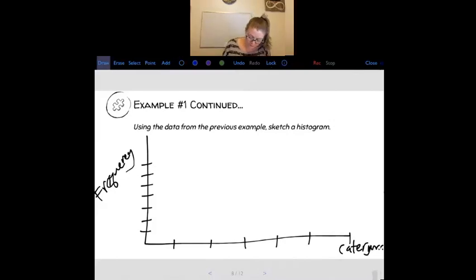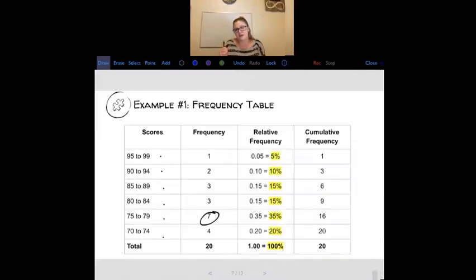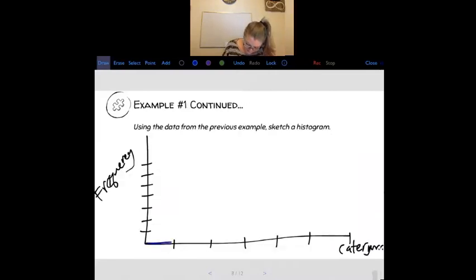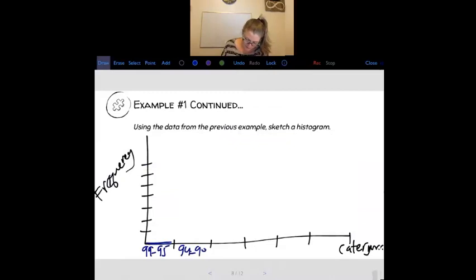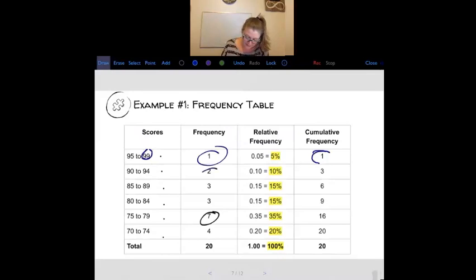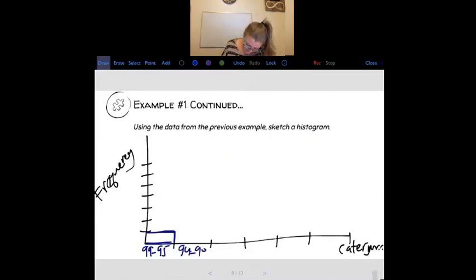Okay. So first, when we're labeling this, these are ordered biggest to smallest in terms of this table. So my highest value is 99. So when I label this part right here, it's going to be 99 to 95. The one below it would be 94 to 90. Okay? And so I guess you could have written these values in greatest to least or least to greatest. Either would have worked. So for 99 to 95, it had a frequency of 1, so my bar will have a height of 1. For 94 to 90, it had a frequency of 2, so my bar will have a height of 2.